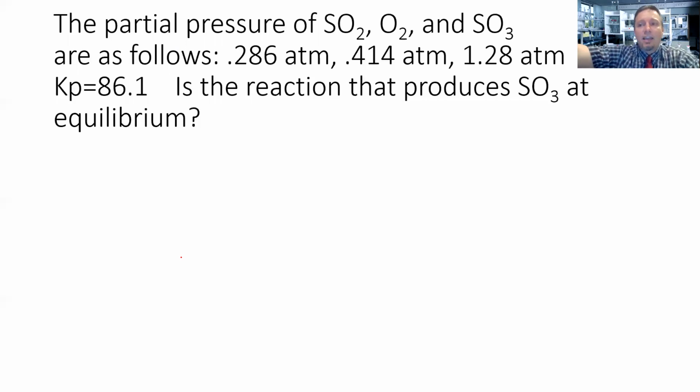So here we've got a reaction going to take place, and it says the partial pressures of SO2, O2, and SO3 are as follows. So it gives us all these things here, and it wants to know if this reaction is at equilibrium. So what are we solving for here? We are solving for Q. So the first thing I do is write my reaction. So I have SO2 plus O2 is going to form SO3. I've got to balance this, so I'm going to put a 2 here and put a 2 here. And that's all I need to do.